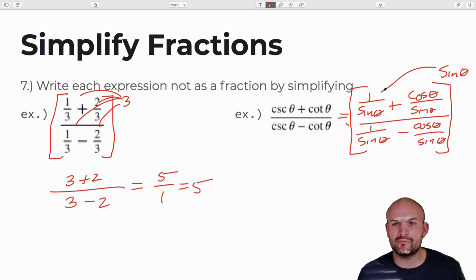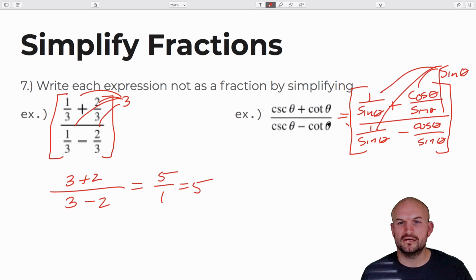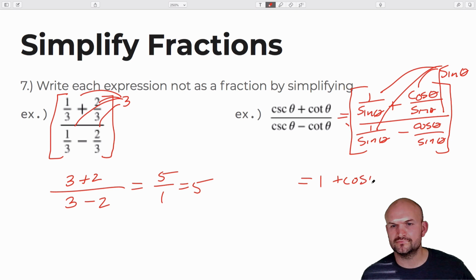So now when I multiply everything times sine, sine times 1 over sine is just going to equal 1 plus cosine of theta over 1 minus cosine of theta.